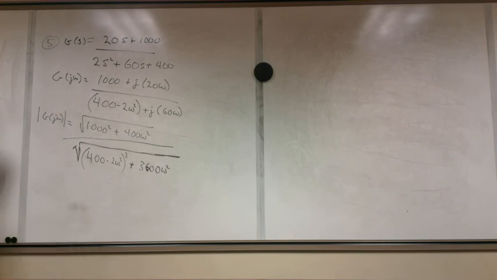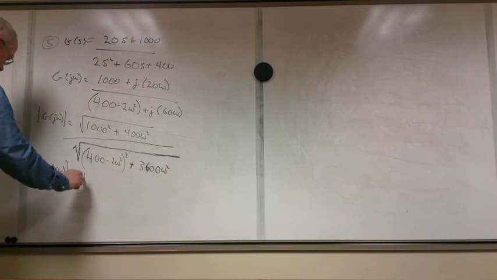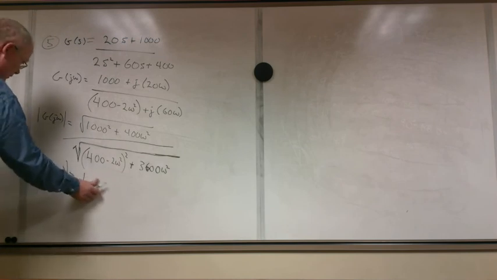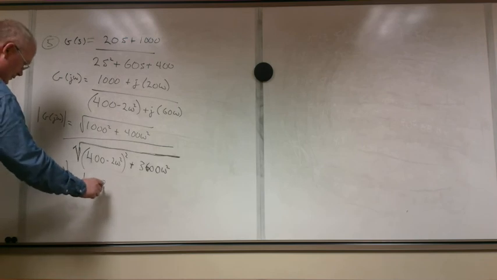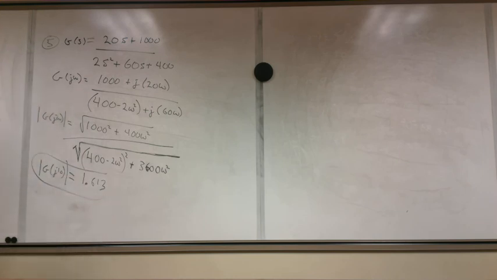Plugging in the number for G(j10), I'm not going to bother trying to do that intuitively, or any back of the envelope calculations. Let's just live with the hope that you can use your calculator and come up with that answer, 1.613. So that's the magnitude of G(jω).